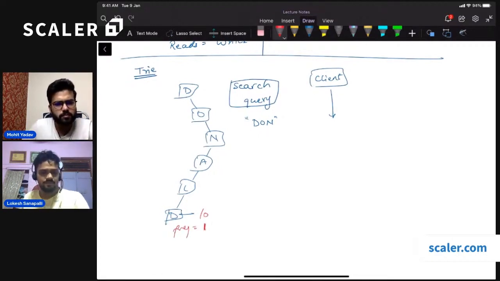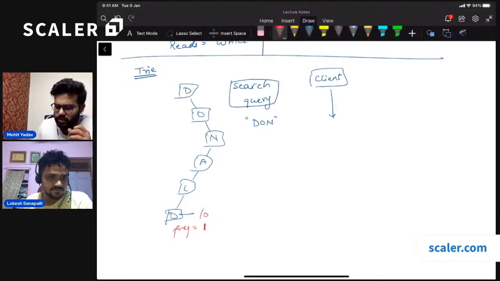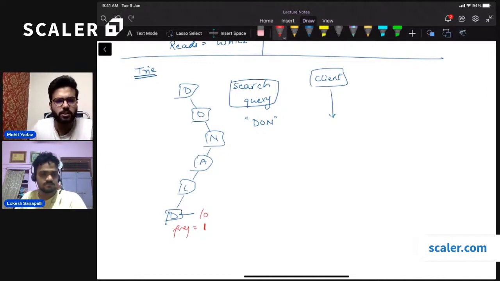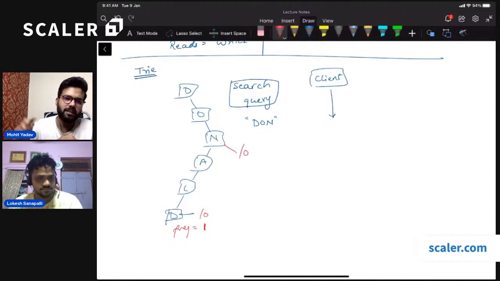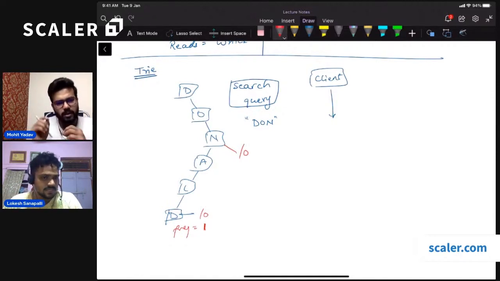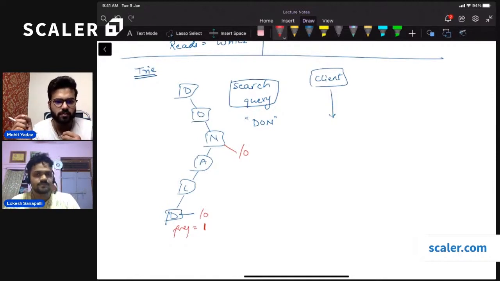One quick question over here. Let's suppose the search query is Don here, and there is a null character over here as well. That means Don is also a valid word. You suggested, let's say, two words, Don and Donald, and the user clicked on Donald. Now I think each terminal node can have its own frequency. So which frequency would you modify?